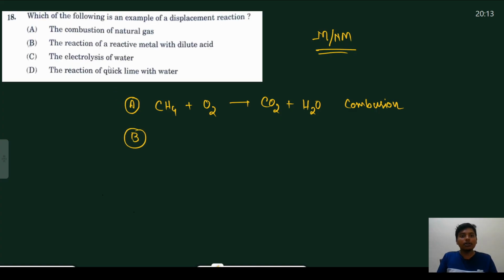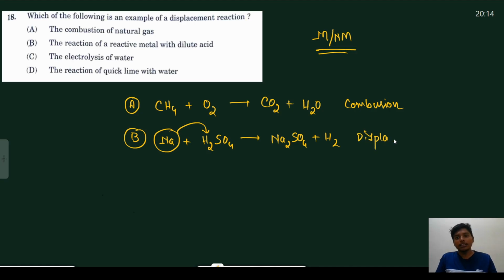Second, the reaction of a reactive metal with dilute acid. Let's suppose sodium, which is very highly reactive. When it reacts with dilute acid, let's suppose H2SO4, sulfuric acid, what do we get? Na2SO4 plus H2. Here you can see that sodium displaces the hydrogen. So this is an example of a displacement reaction.